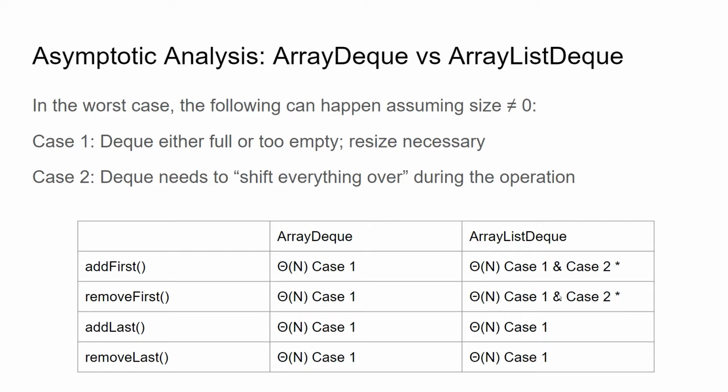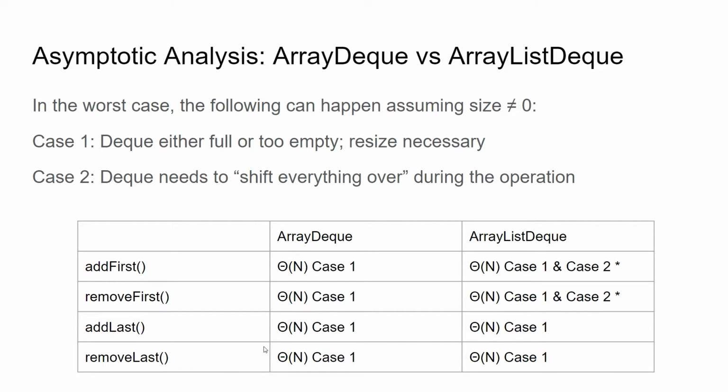So next, let's go over the asymptotic analysis for ArrayDeque and ArrayListDeque for these four methods. In the worst case, we have two things that could happen, assuming that size is not 0, because if size is equal to 0, then the remove methods will not work properly. So in case 1, we have the possibility in which the deque is either too full or too empty, in which case you will need to resize.